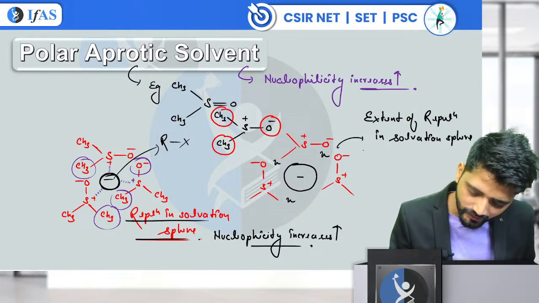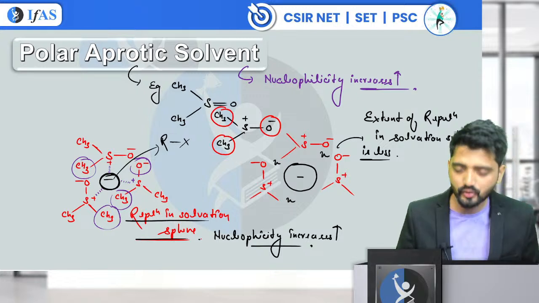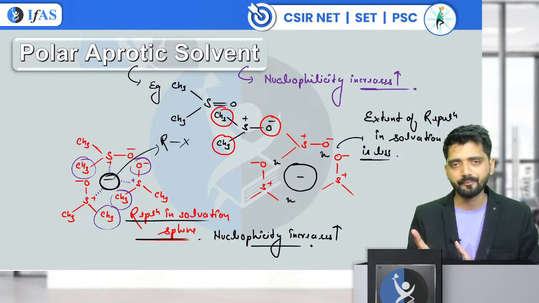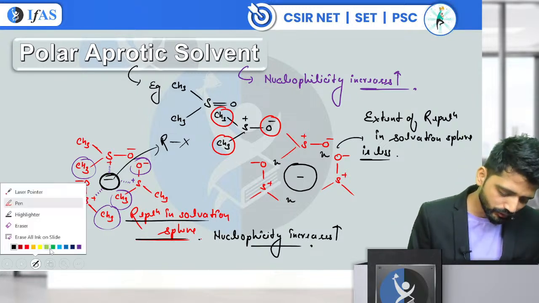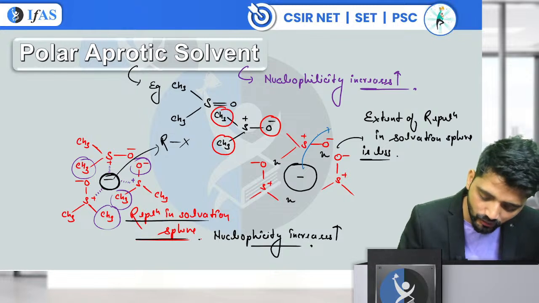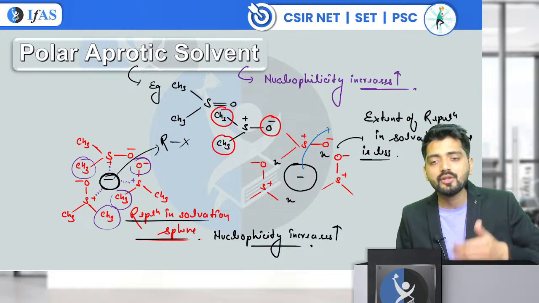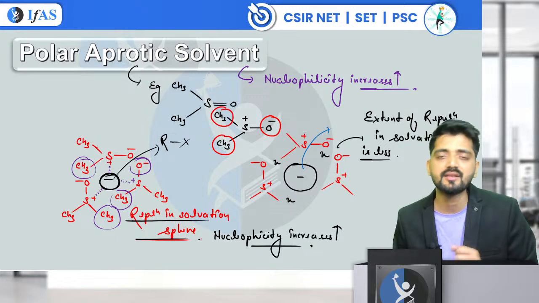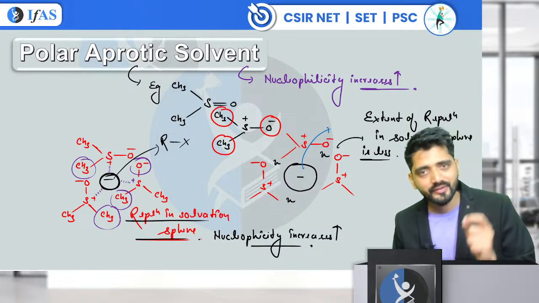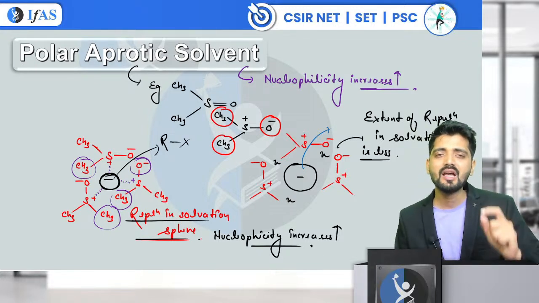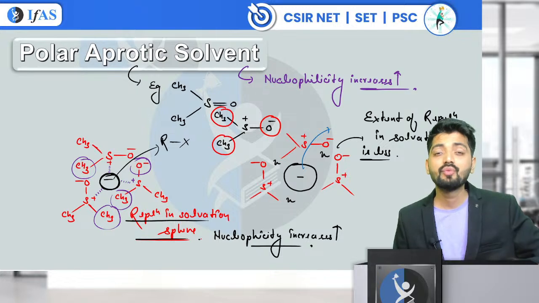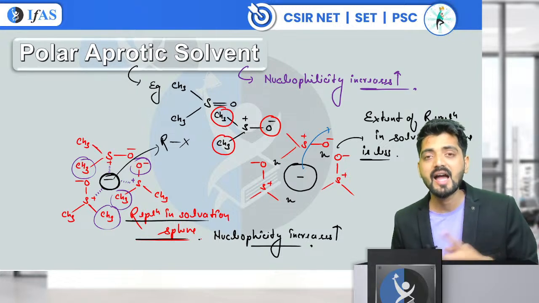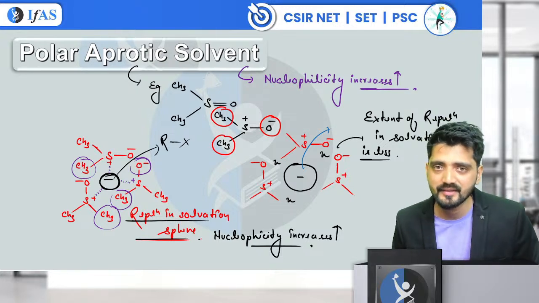Solvation sphere is less. I hope you are able to get the concept. Do compare both of them. So yes, nucleophilicity is increasing here also, but the extent of increase is very much higher in a smaller size anion. So for the first time, a smaller size anion will be more nucleophilic as compared to a larger size anion.